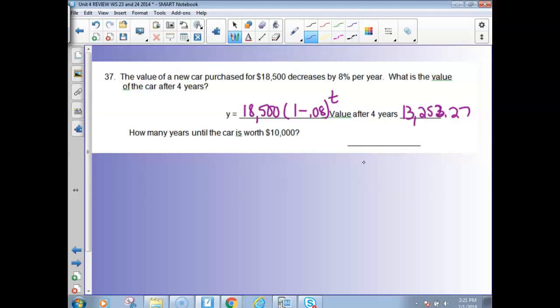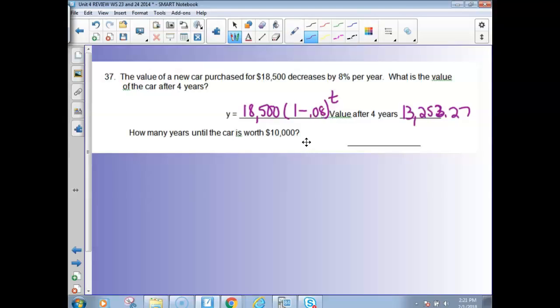How many years until the car's worth 10,000? Put this equation in Y1, put this equation in Y2. That's why I tell you put a t in there, because if you don't put in the right equation, some of you have gotten confused about why you weren't getting anything but a line, because you didn't have a variable.